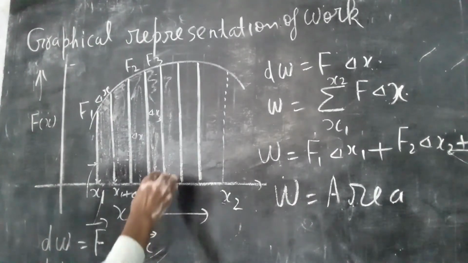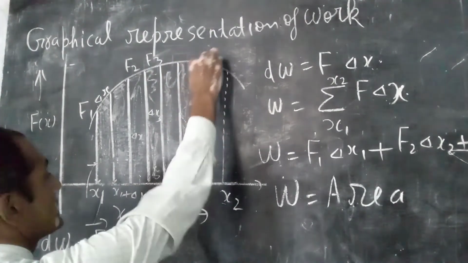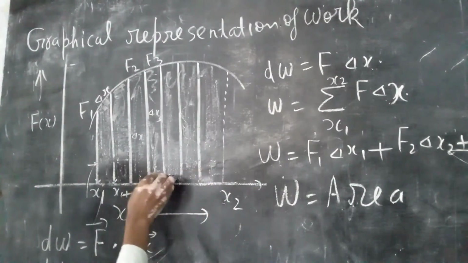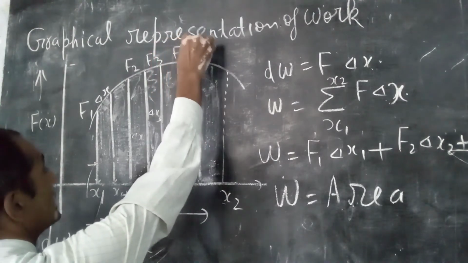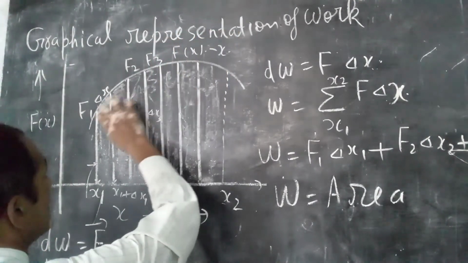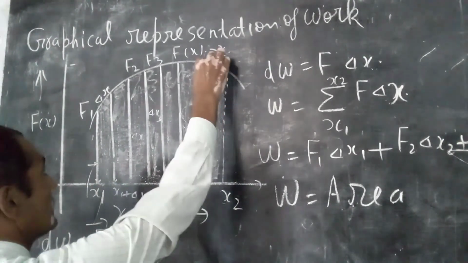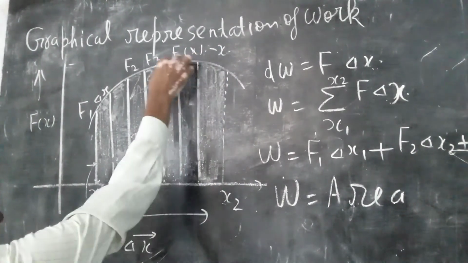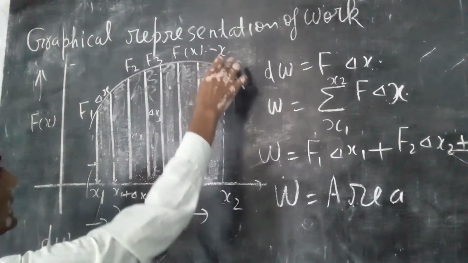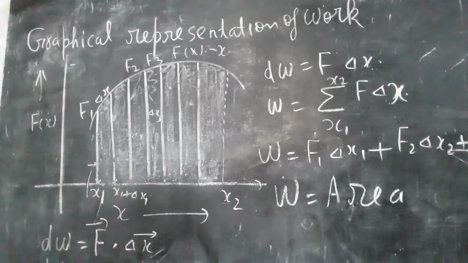If you add the area of each strip, then this area is the region between the displacement axis and the force displacement curve. This is your force displacement curve, and this is your displacement axis. So if you add the area of all strips, we get the area enclosed between the force displacement curve and the displacement axis. So thus work is equal to the area enclosed between the force displacement curve and the x-axis.